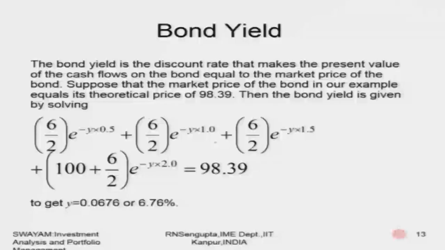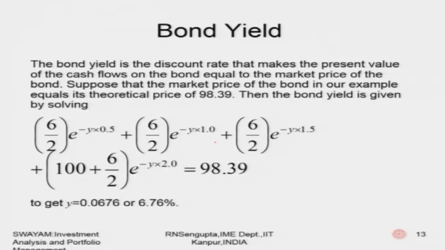So, I want to find a fixed value of the interest rate such that the return which I have calculated, which is 98.39, would exactly balance the total value based on the discounted rate or the bond yield. Suppose that the price of the bond in our example, as we calculated, was 98.39. So, I need to find out the bond yield. How do I do it?